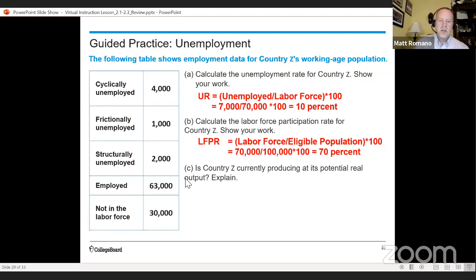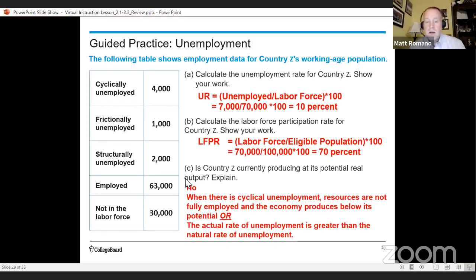And then finally, C, is country Z currently producing at its potential real output? Explain. No, it is not. We know that because of the existence of cyclical unemployment. The first row on this table tells us there's 4,000 cyclically unemployed workers. If we're at the natural rate of unemployment, if we're at potential real output, there wouldn't be any cyclical unemployment. So in this case, with cyclical unemployment, we are not operating at our potential real output.